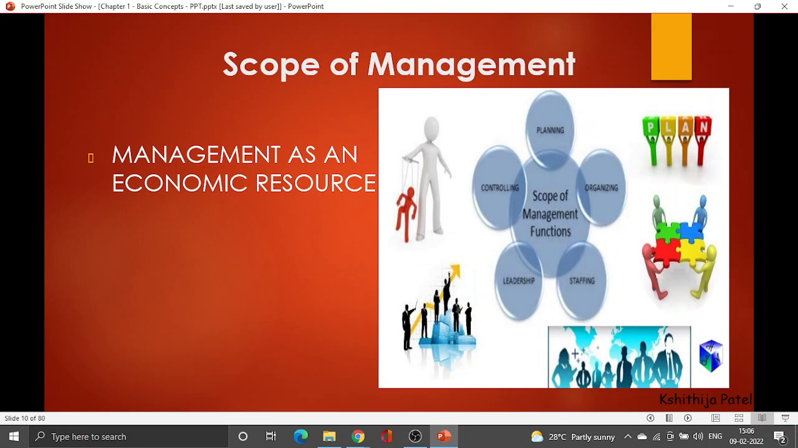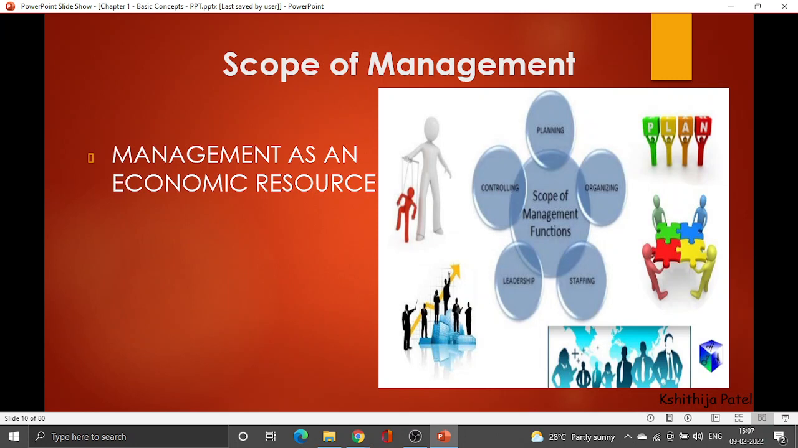So the next topic that we have to discuss is scope of management. So what is the scope? Now, scope, put simply, tells what this word management, or this idea of management, encompasses or covers. It basically speaks about all those elements which come under the idea of management. What is included, what is not included. Now what is included is the scope of management.